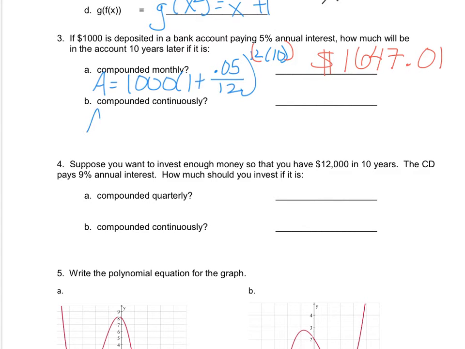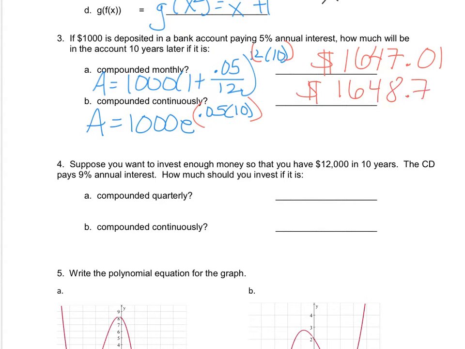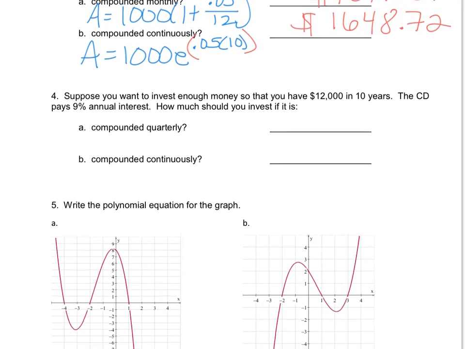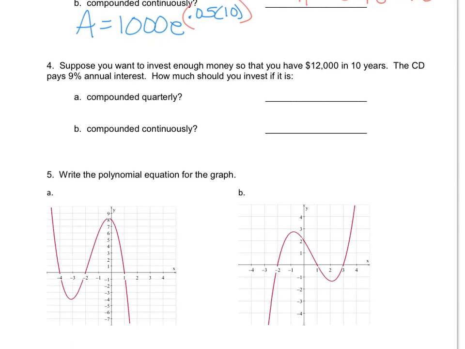So compounding continuously is the initial deposit, e to the rate times time. Again, in your calculator, make sure you group your exponent with parentheses, and you will get $1,648.72. Now for number 4, they're giving us different information. Instead of giving you the initial deposit, we're getting the amount that we want in the end.